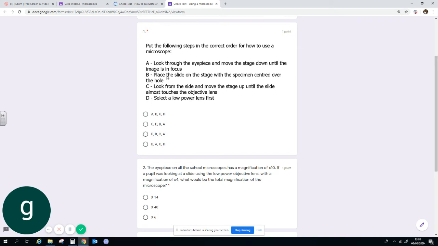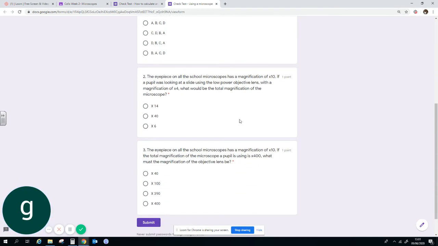So it's D, then B, then C, and then finally look through the eyepiece and focus the stage down away from the objective lens. It's the easiest way to make sure that you don't accidentally focus up and smash the slide or the lens, which are very, very expensive.